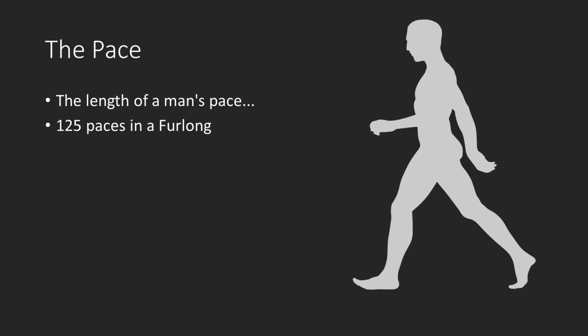Speaking of the pace, if the foot is what connects man to the earth, the pace is what moves man about the earth. No difficulty there, it's the length of a man's pace. There are 125 paces in a furlong, 1,000 paces in a mile, and as far as I know, that's how the Romans would found their city.